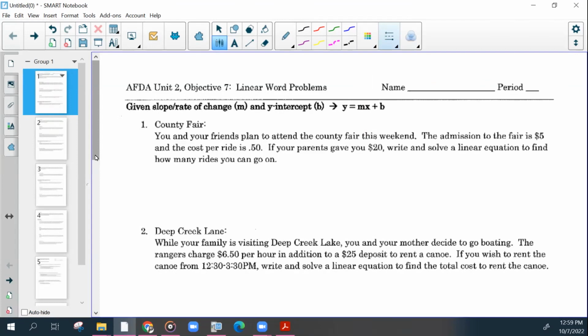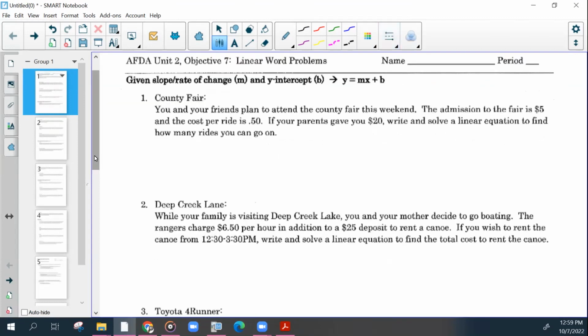in this section, you're given the slope and you're going to be given the y-intercept. So you have to know what those things are, be able to identify them, and then write your equation. So let me read it first. You and your friends plan to attend the county fair this weekend. The admission to the fair is $5 and the cost per ride is 50 cents. If your parents gave you $20, write and solve a linear equation to find how many rides you can go on.